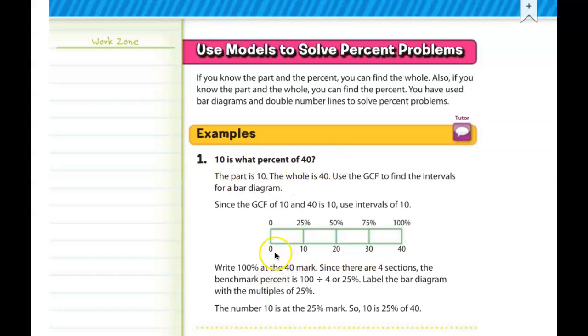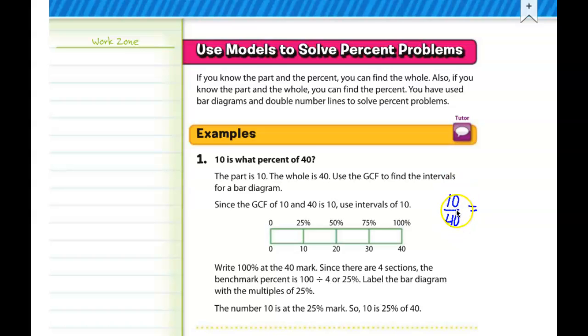So we skip counted by tens: 0, 10, 20, 30, 40. And so we go back to the 10, and we notice that this is 4 parts. Half of 100 is 50, half of 50 is 25, halfway between 50 and 100 is 75. So you solved that. That's 25% this way. Okay, but you could have done it a different way. We could have said that 10 out of 40.